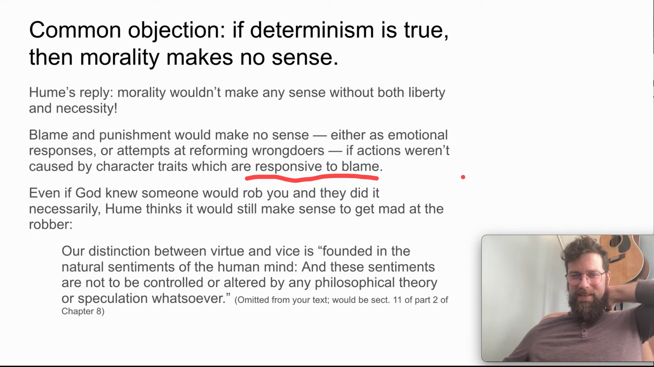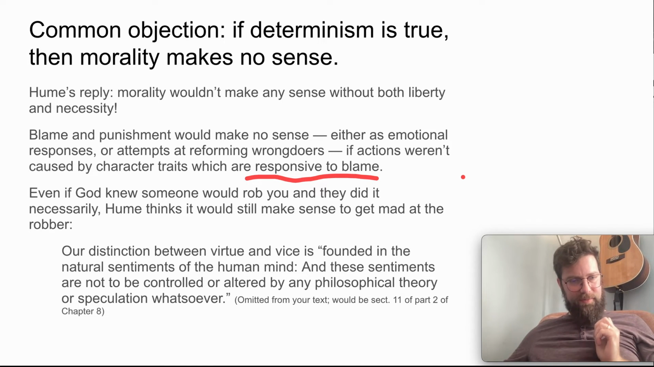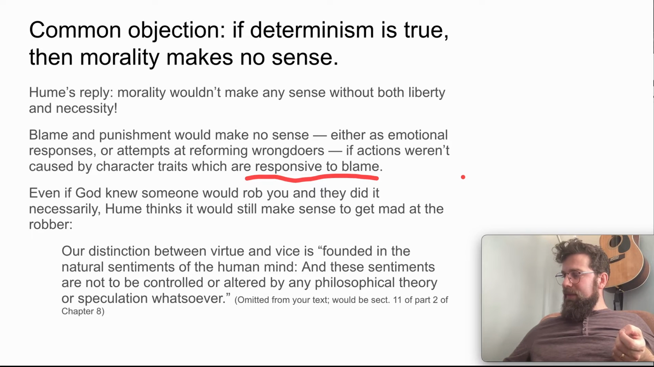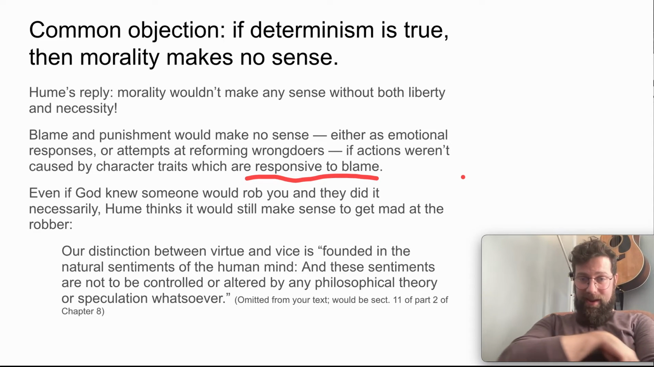So here's how Hume puts it. He says, our distinction between virtue and vice, and now I'm quoting, is "founded in the natural sentiments of the human mind. And these sentiments are not to be controlled or altered by any philosophical theory or speculation whatsoever." So it seems like what Hume is saying here is that when people rob you, let's say, you are going to be angry at them, maybe very angry at them.